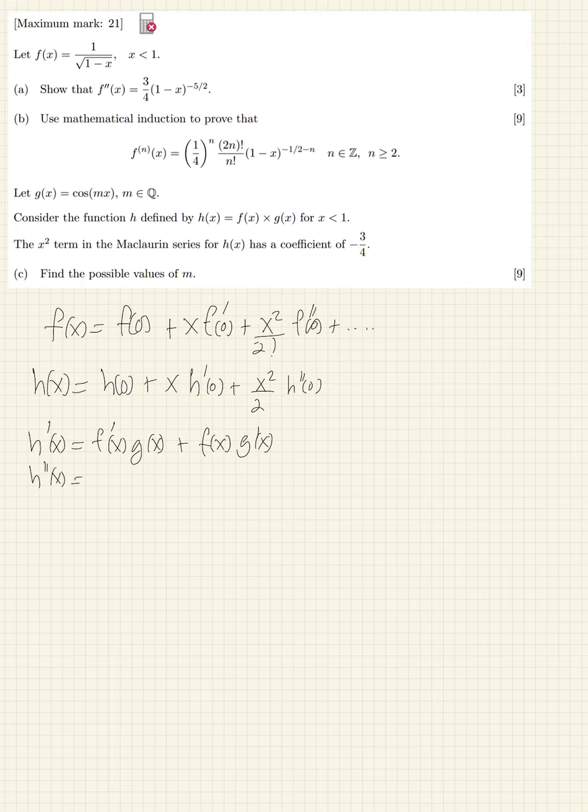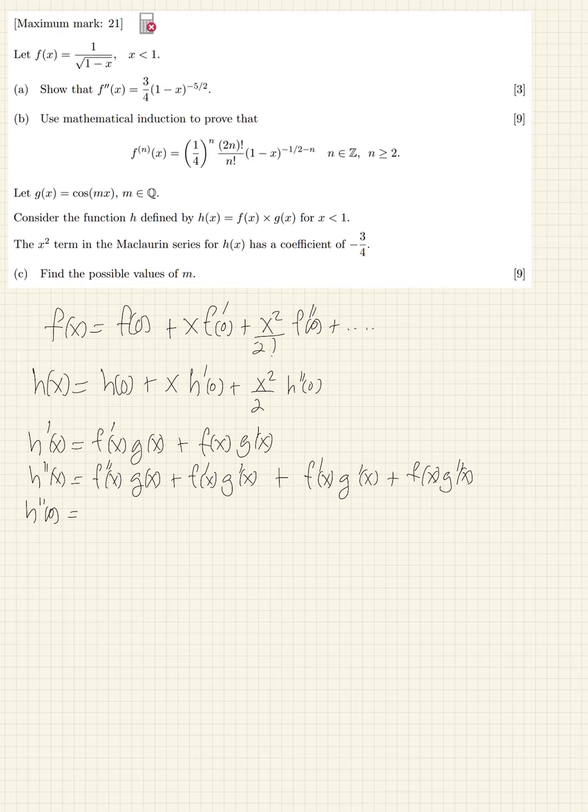h prime prime of x is equal, so it's the derivative of the first times the second plus the first times the derivative of the second. That's the product rule for this first piece right here. And I'm going to do the same thing right here. Plus derivative of the first times the second plus the first times the derivative of the second. All right. And now we want to find this at 0 because that's how Maclaurin works.